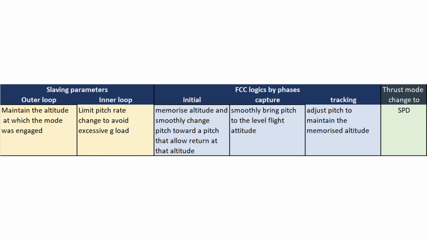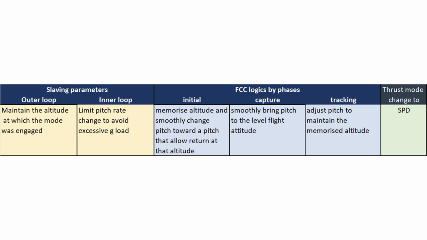Now the flight control computer logic will be very simple. At the initial point we will memorize the altitude at which the mode was engaged. For the capture phase, of course, we start doing a smooth change in pitch in order to go back to the altitude that was memorized, and in the tracking phase again it is minimum pitch adjustments in order to maintain the memorized altitude.